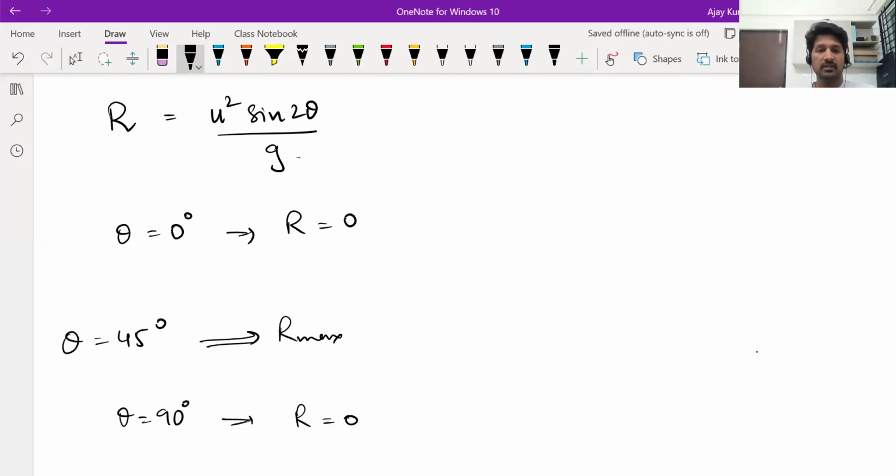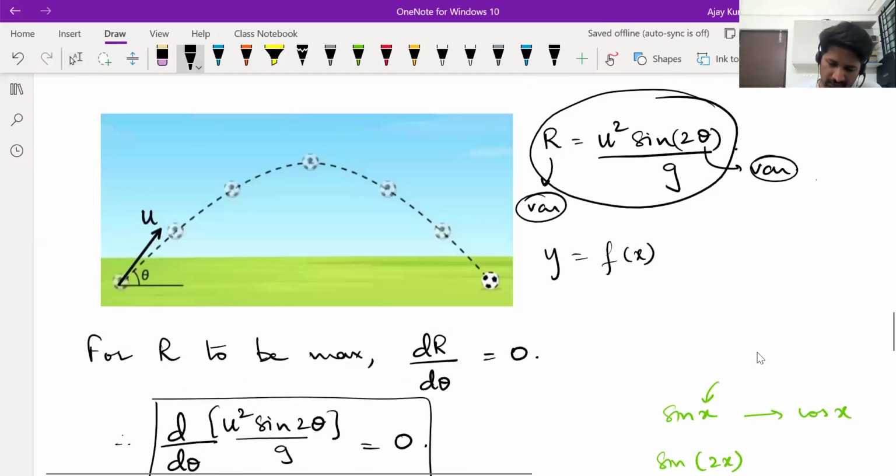What do we mean by theta becoming 90 degrees? Theta becoming 90 degrees means the object is projected this way. When you project something this way, what is going to happen? It will simply rise up and fall back to the ground at the same point. That is why when theta is 90 degrees, the range is again 0.